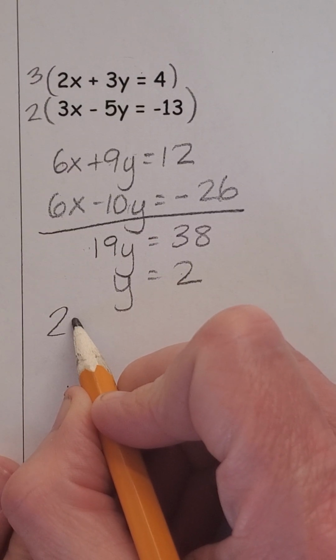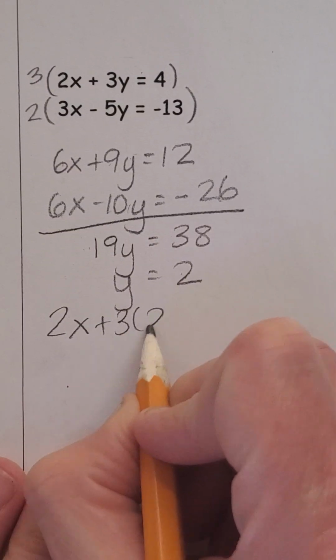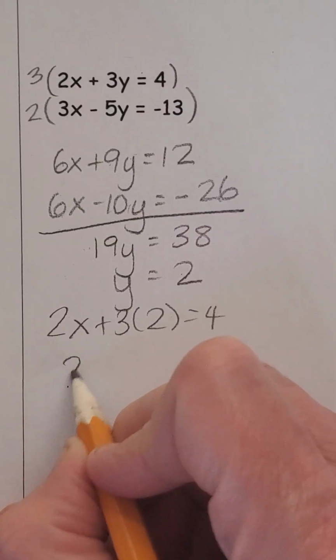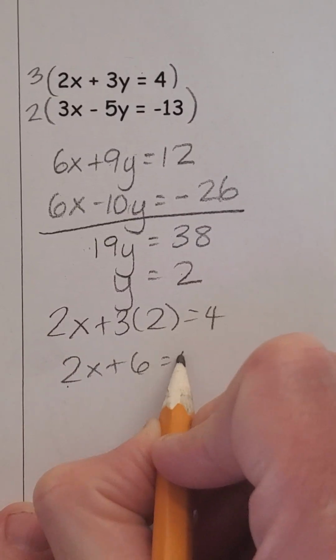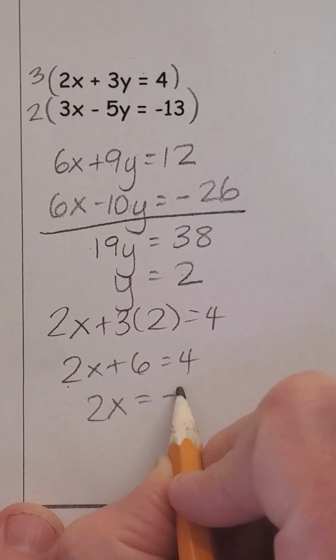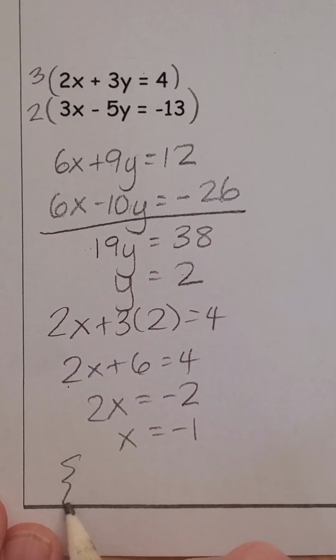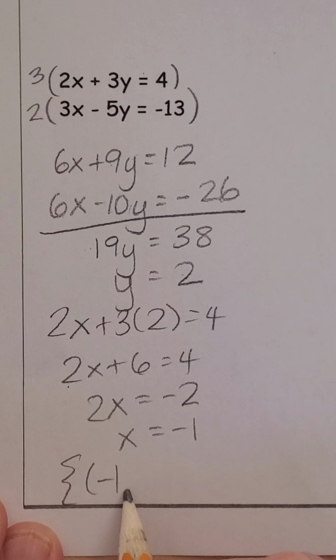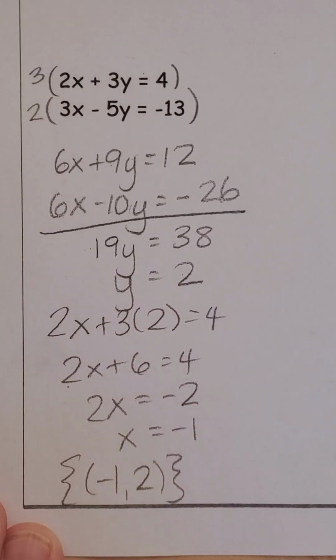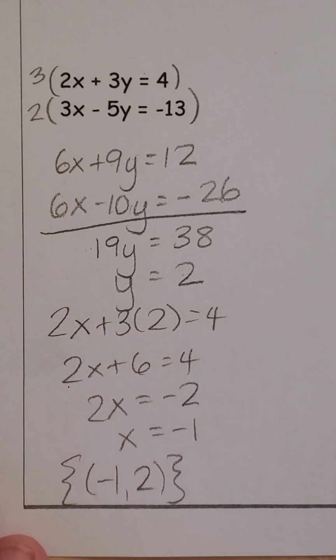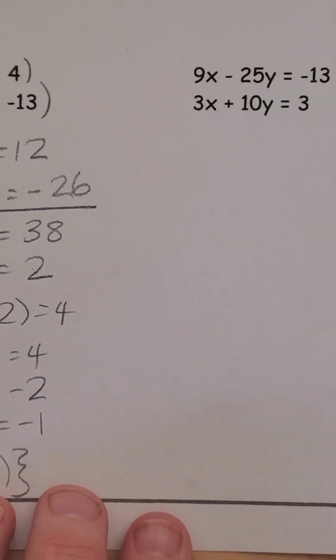2x plus 3 times 2, x equals negative 1. So then we have that solution set, and then the last one.